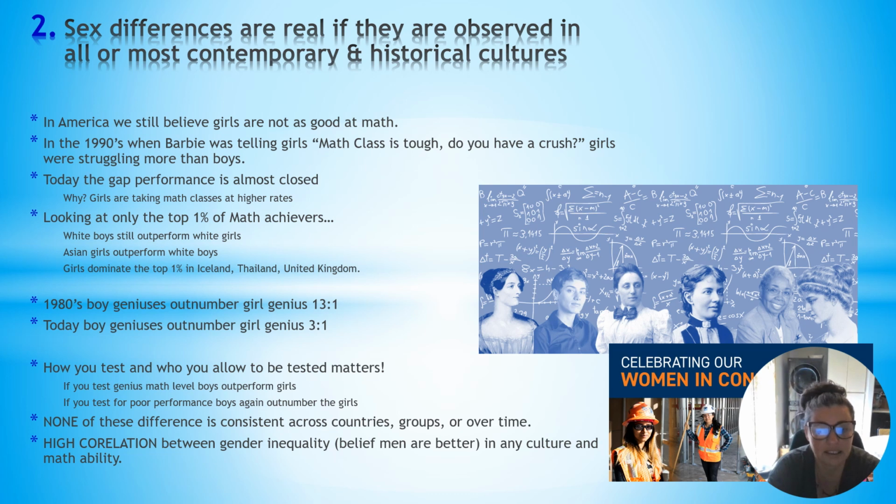But in the 1990s, when Barbie was telling us young girls that math class is tough and do you have a crush and something about parties, I don't remember what it was, girls were definitely struggling more than boys in math. They were not testing as well in math, and you didn't see very many high achievers in math, right? In the 1980s, boy geniuses outnumbered girls by 13 to 1. But today, boy geniuses outnumber girls only by 3 to 1. So we're only talking about a 40 or 50 year difference.